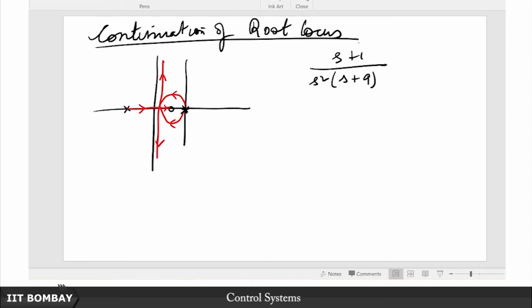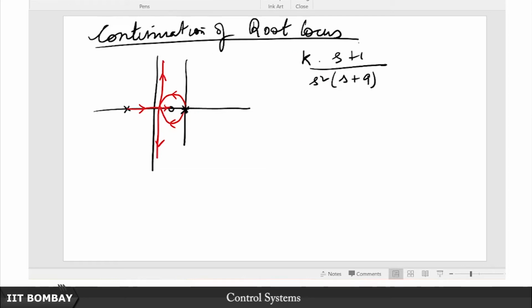Now you might wonder, why are we talking about arrival and departure angles at a break-in point? After all, we have said that arrival and departure angles only make sense for complex conjugate poles and zeros, but there are none here. That is quite true, but there is this notion of so-called continuation of root locus. How so? What are we actually sketching here?